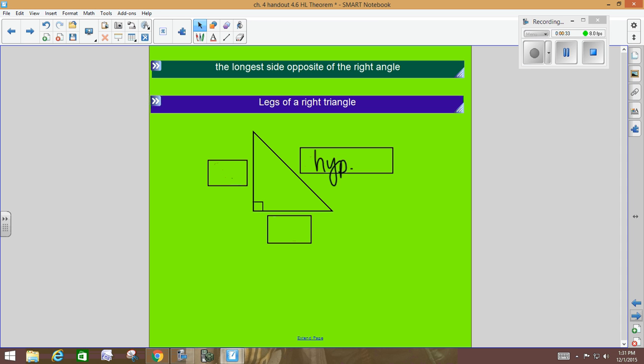The other two sides that form the right angle are called the legs. They create the right angle. I guess you would say that the legs are perpendicular to each other since they make a right angle. All right, hypotenuse, opposite of the right angle. The other two guys, the legs.